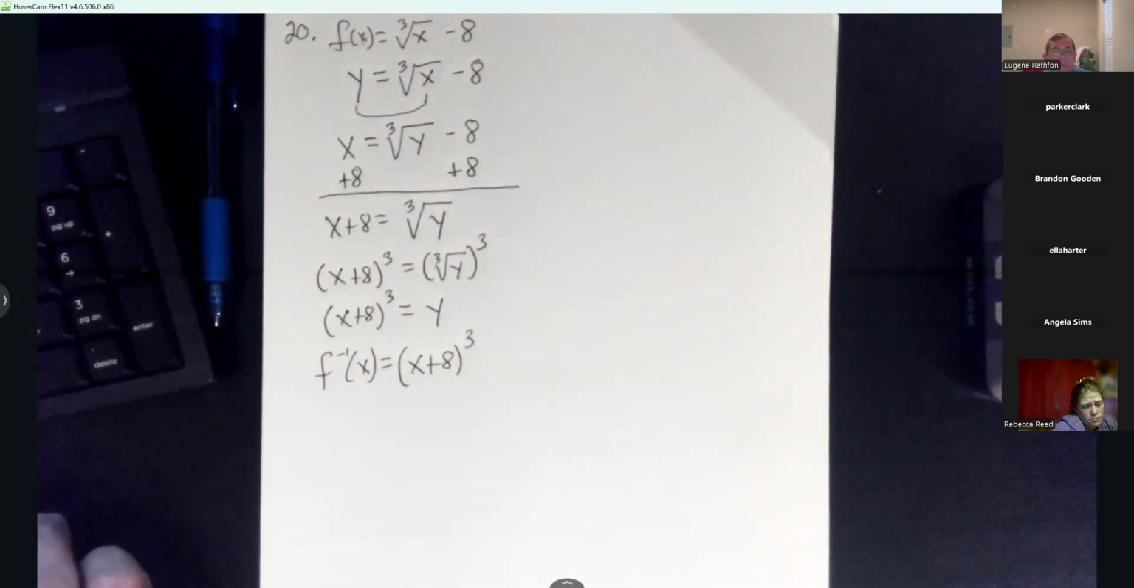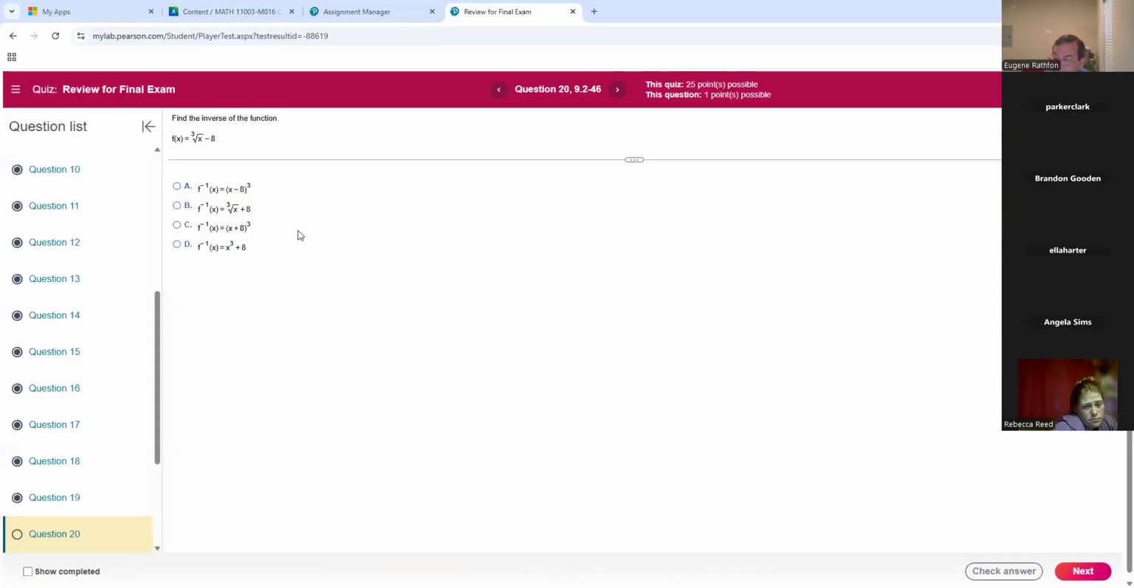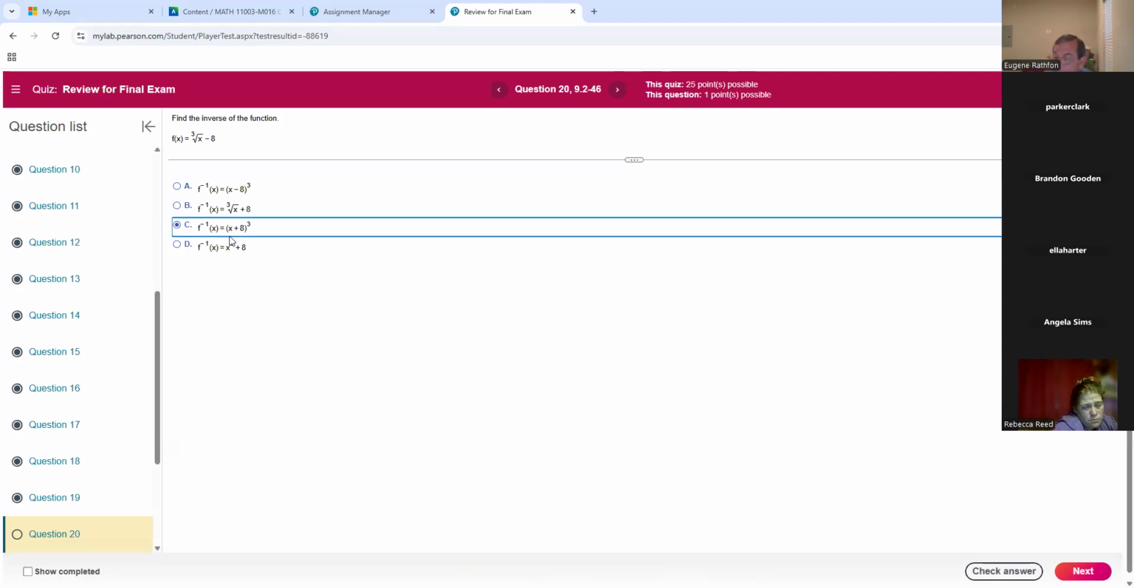So, we want one that looks like that. Oh, and look at that. Okay, so A is close, but it's minus. We need C, which is the x plus 8 cubed, okay? So be careful. These answers are really sort of similar together.